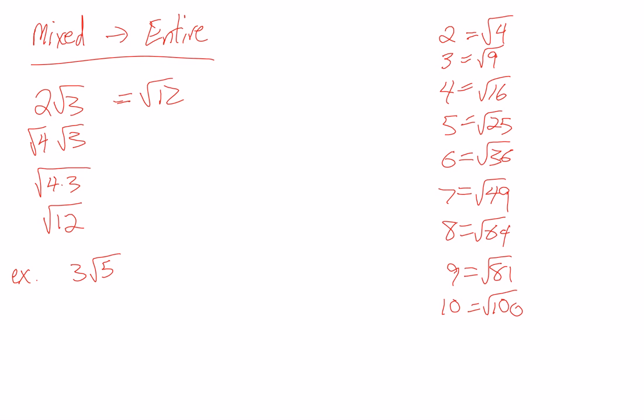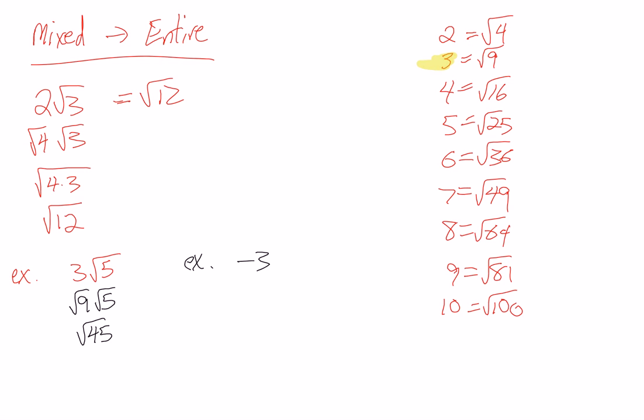Because it's a 3 this time, we look on our chart and go to the 3 section. So 3 would equal root 9, so change the 3 into root 9, and then 9 times 5 is 45. So 3 root 5 is the same thing as root 45. Let's do one more. What happens if we have a negative?